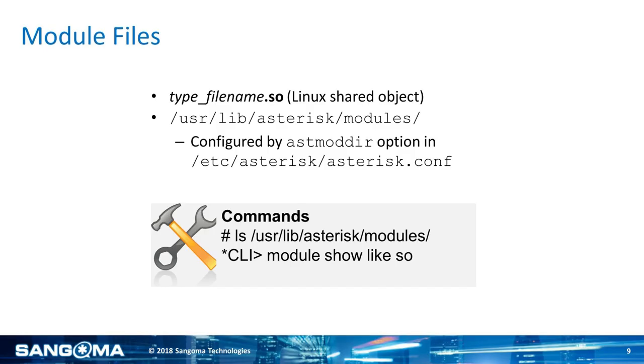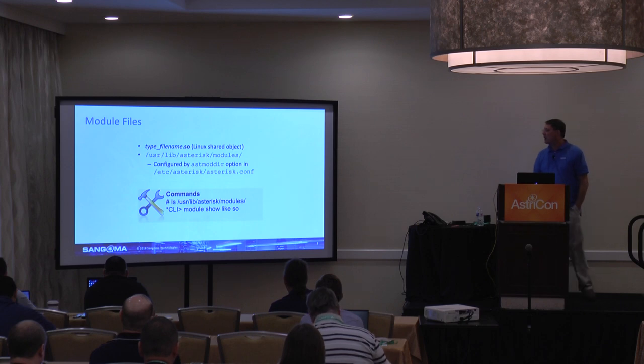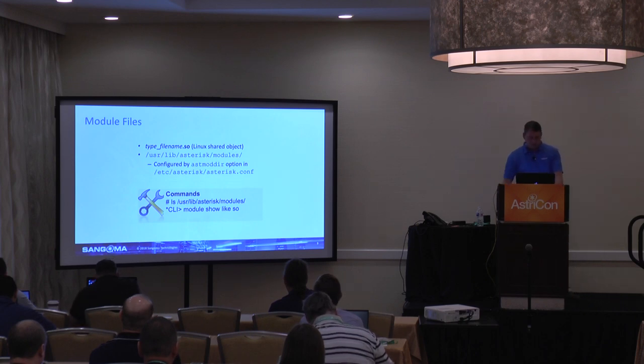So module files are, like I said earlier, Linux shared objects. They are normally stored in the user lib asterisk modules directory. When you build Asterisk and install Asterisk, that's where it will put it by default. It doesn't have to go there. You can change that within the asterisk.conf file. In fact, let's go look at that real quick.